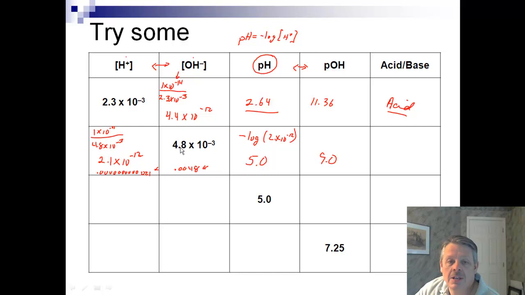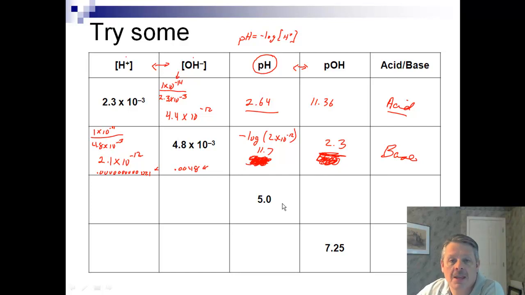Now, I only had 2 sig figs in my problem, and that's why I'm coming up with, I'm sorry, let's try that again. I'm looking at the wrong line. Let's try that again. That's 11.7, and that's 2.3. My bad. All right, so do I have an acid or a base? Well, 11.7 is significantly bigger than 7, so I have a base. And these two numbers add up to 14, which is what I expect them to.